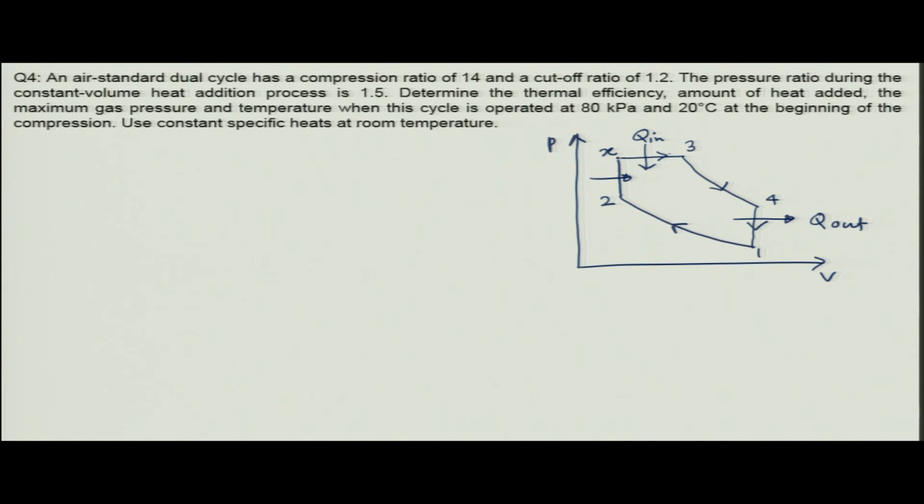Now, the problem says that it has a compression ratio, that is V1 upon V2, of 14, and the cut-off ratio is 1.2, that means rc is 1.2. rc is nothing but V3 by V2. The pressure ratio during the constant volume heat addition process is 1.5. So, Px by P2 is 1.5, the pressure at this point divided by the pressure at 2.